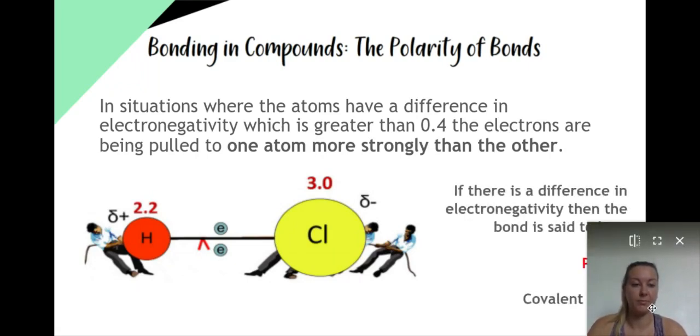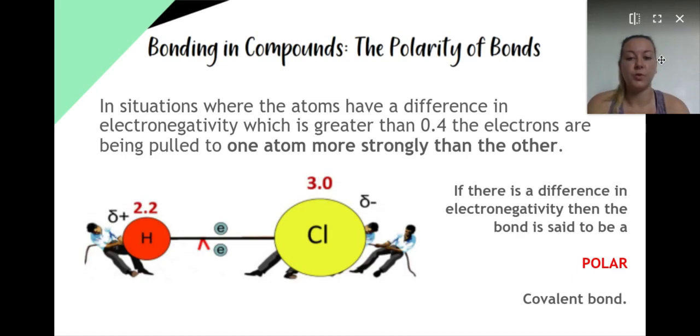I'm going to have to move my little box here. So in this situation, we have hydrogen, which we already noted has an electronegativity of 2.2. If we look on page 11 of the data booklet, we'll find that chlorine's electronegativity is 3. Now, looking at those, that is a difference of 0.8. That's quite a large difference, greater than 0.4. So where there is a difference greater than 0.4, the bond is said to be a polar covalent bond.